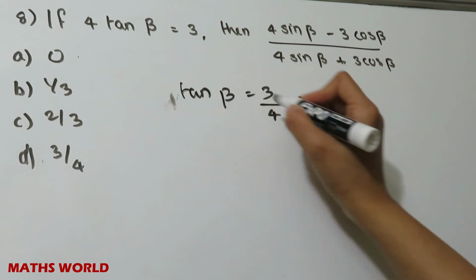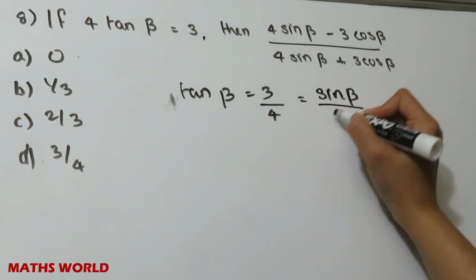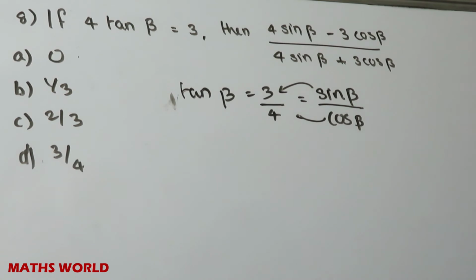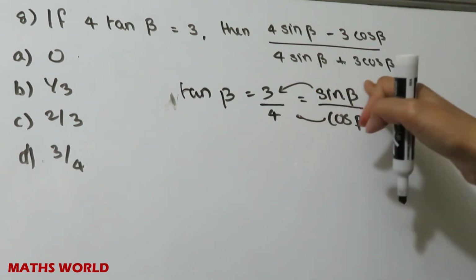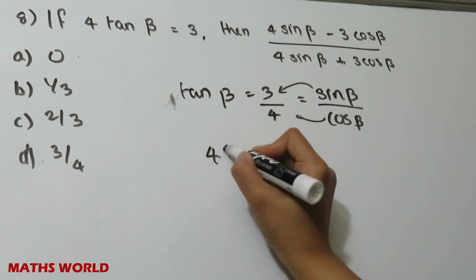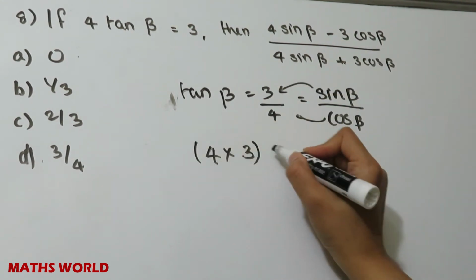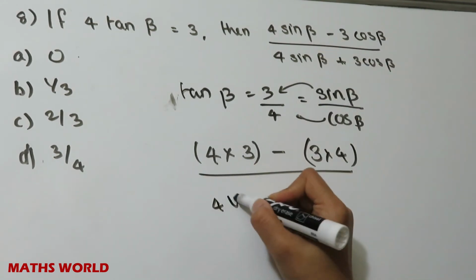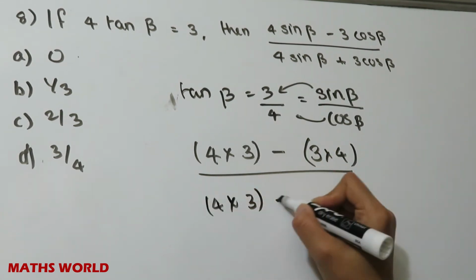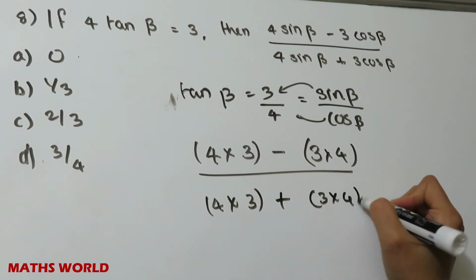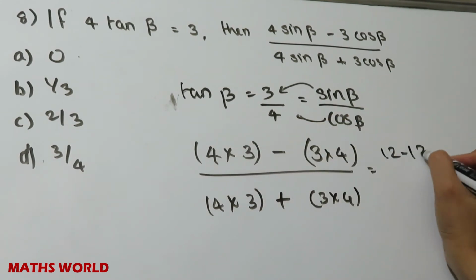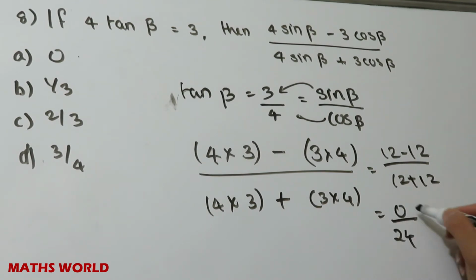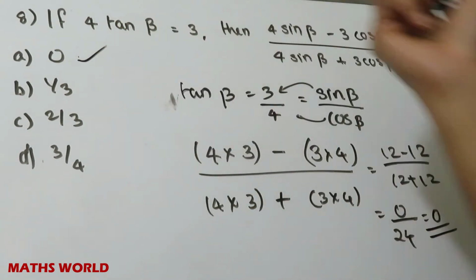We know that tan beta equal to sin beta by cos beta. So the value of sin beta is 3 and cos beta equal to 4. We can substitute the values of sin beta and cos beta into this equation. 4 into sin beta 3 minus 3 into cos beta 4 divided by 4 into sin beta 3 plus 3 into cos beta 4. 4 3s are 12 minus 4 3s are 12 divided by 12 plus 12. 12 minus 12 is equal to 0. 12 plus 12 is equal to 24. 0 by 24 is equal to 0. Option A is the right answer.